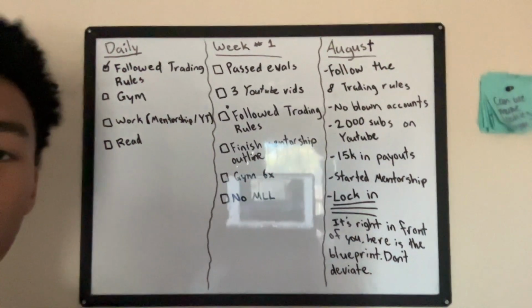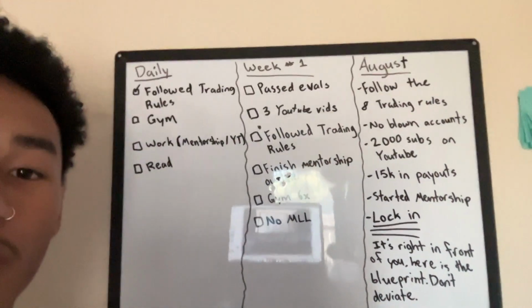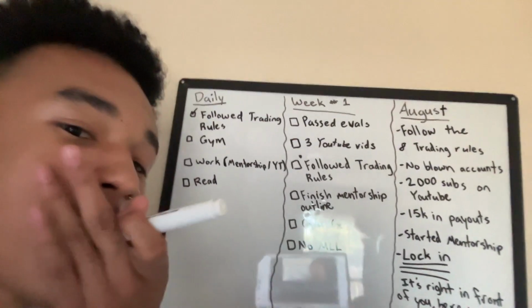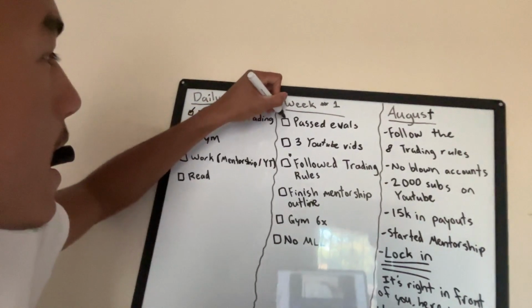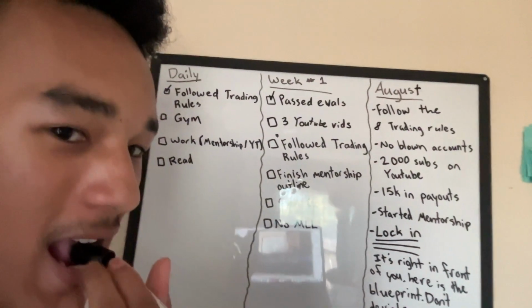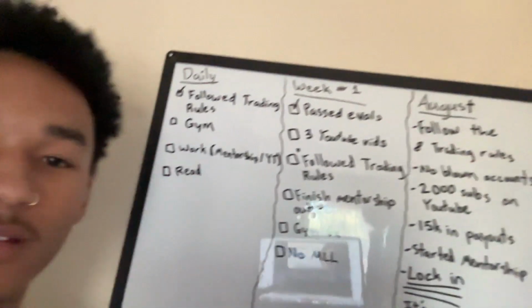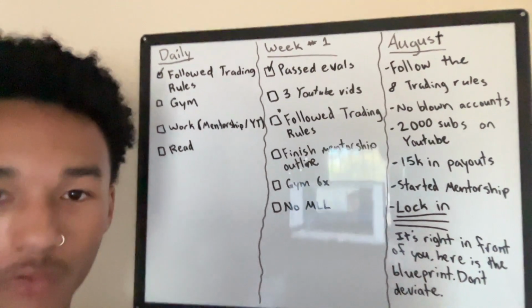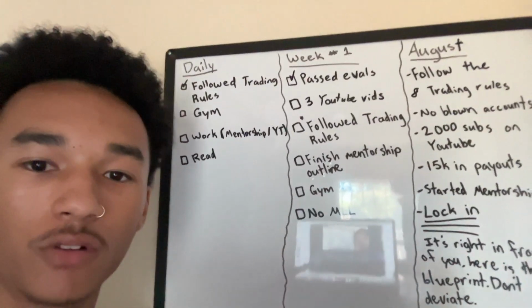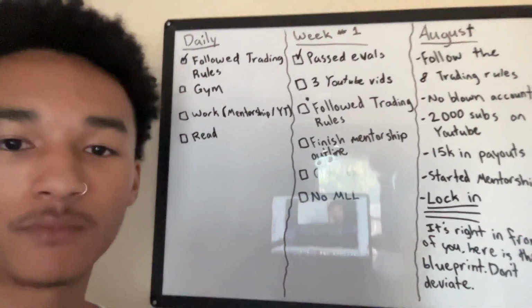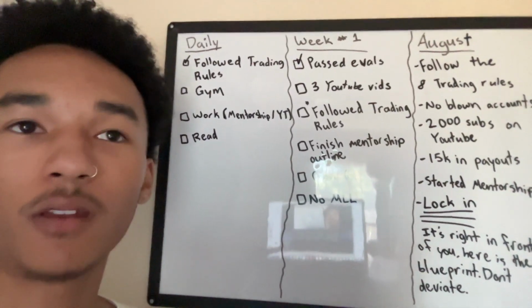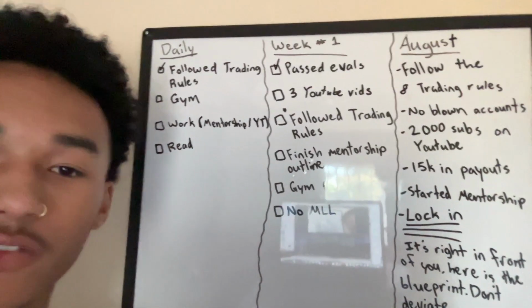After the monthly goals, we have the weekly goals. So weekly goals, we can check this off actually. Bam. Weekly goals: past evals, which I just did today on a Tuesday, so we're ahead. 3 YouTube videos, this will be one, so I'll need 2 more. Follow trading rules, that's good. Yesterday, Monday, I did follow them, and today, Tuesday, I did follow them, so we're on the right track.